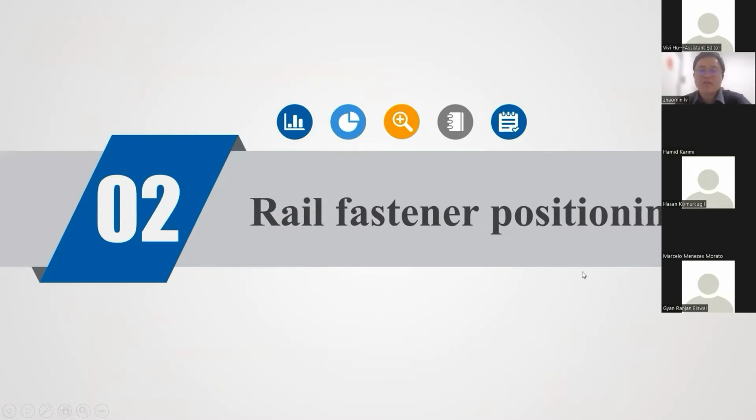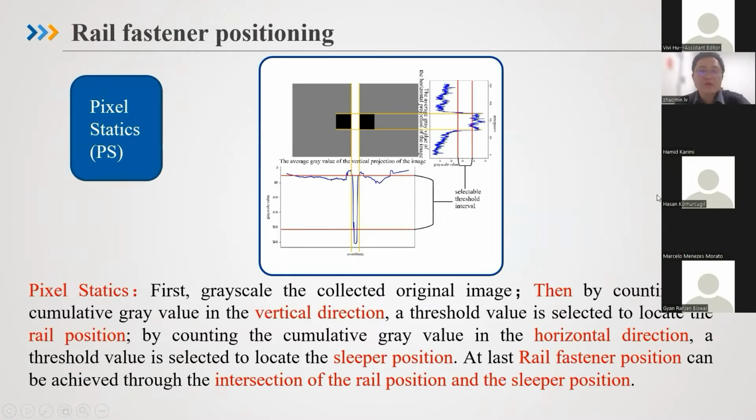And part two, rail fastener positioning. For the rail fastener positioning, pixel statistics is a traditional method. First, grayscale the collected original image, like this. Then, by counting the cumulative gray value in the vertical direction, we can get this figure, and a threshold can be selected to locate the rail position. By counting the cumulative gray value in the horizontal direction, we get this figure, and a threshold can be selected to locate the sleeper position. This is the rail position, and this is the sleeper position. The intersection is the fastener position, and we can get the fastener position from the captured picture.